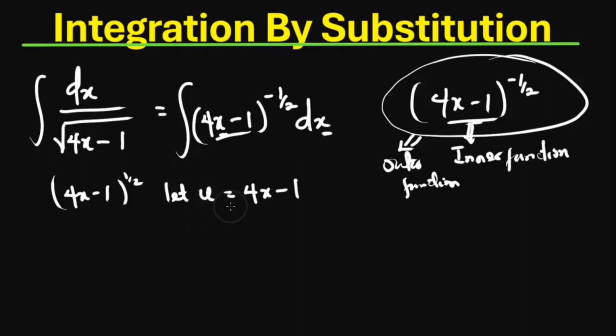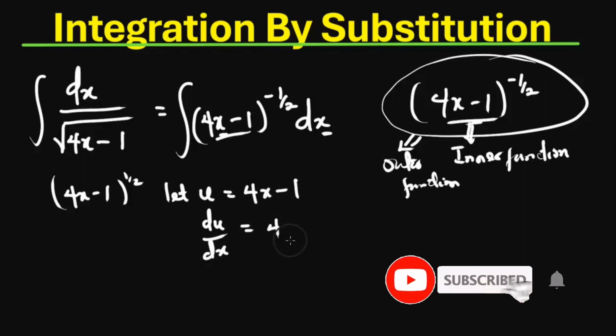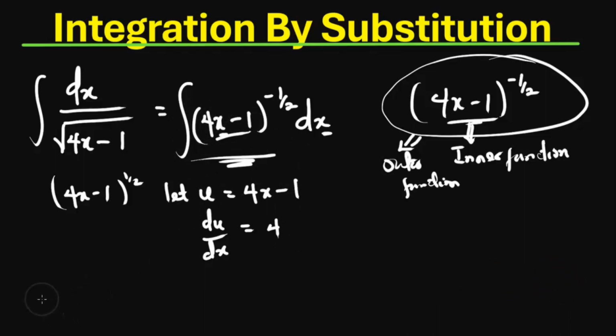Now in integrating this problem, we're going to do two things: we're going to differentiate and integrate. When we differentiate u with respect to x, we're going to have 4. So we come back here and say that this integral is equal to the integral of u raised to power minus half, because we've made the inner function to be u.